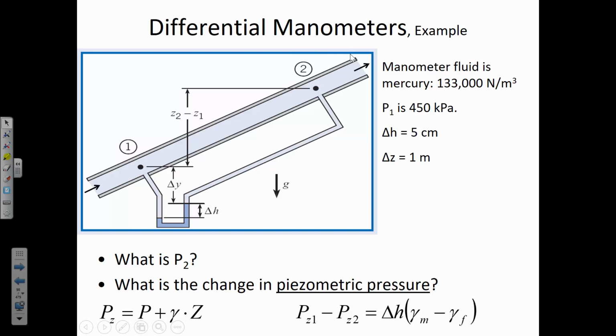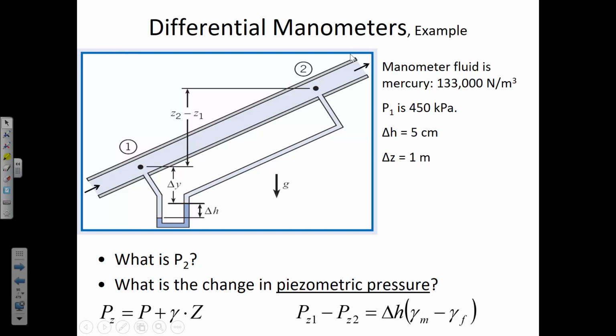There's two reasons: friction and gravity. Gravity being the hydrostatic effect, right? The fact that it's at a higher elevation, and so it's going to have less pressure simply because we're higher in the fluid. So for an inclined pipe like this with a differential manometer, what we want to do is find the pressure at 2 and then the change in piezometric pressure.